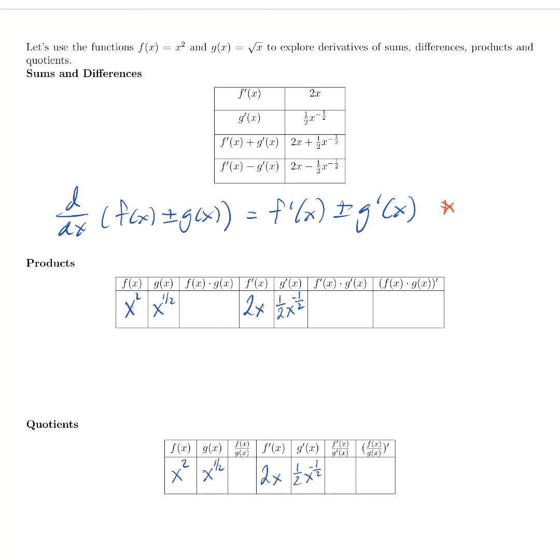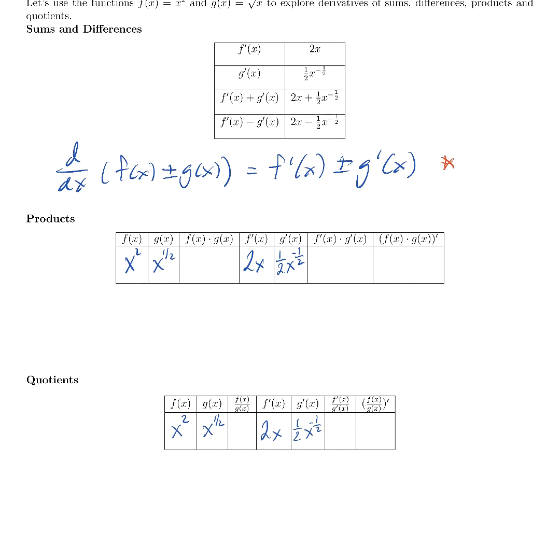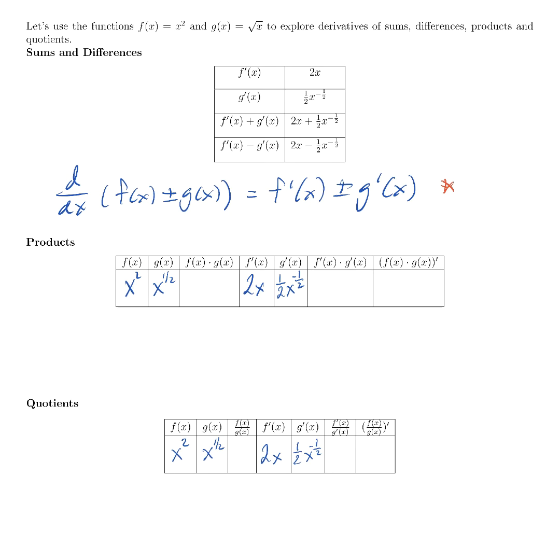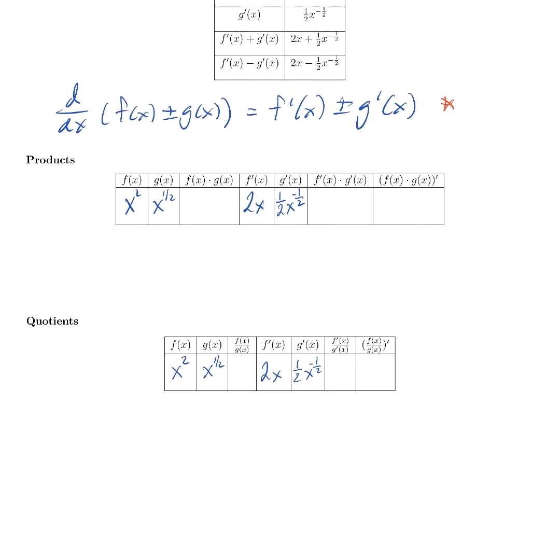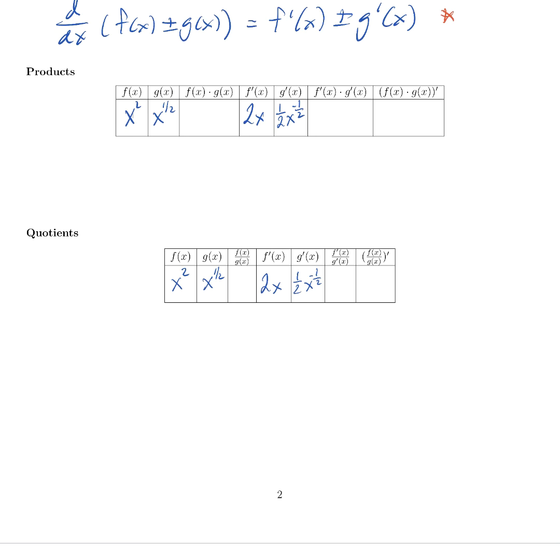Products and quotients, though, let's explore what happens when we think about products and quotients. Okay, so I filled in part of these tables for you. Let's look at products. So here's f, there's g, f prime and g prime already filled in. And let's fill in the rest. What is f times g? Well, f times g is x squared times x to the 1/2. So we would add the exponents there, and we would get x to the 5/2 power.